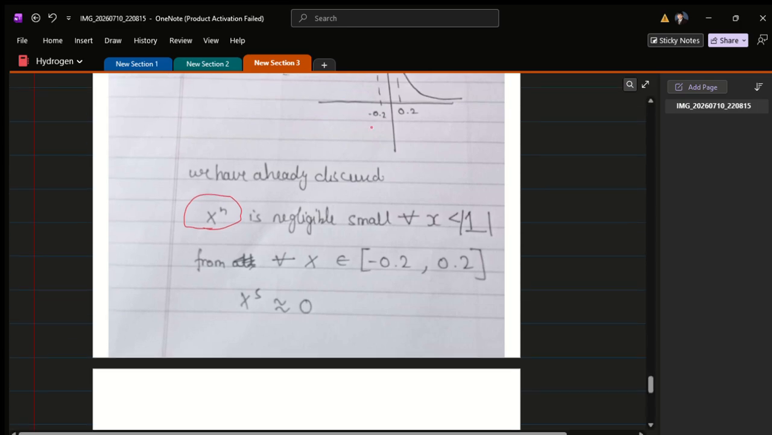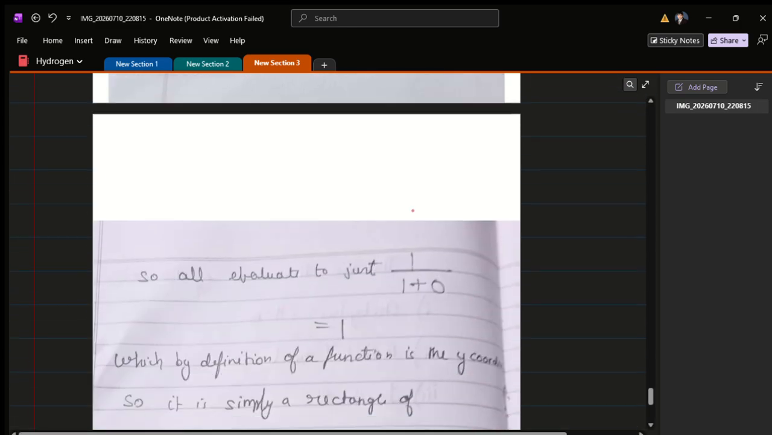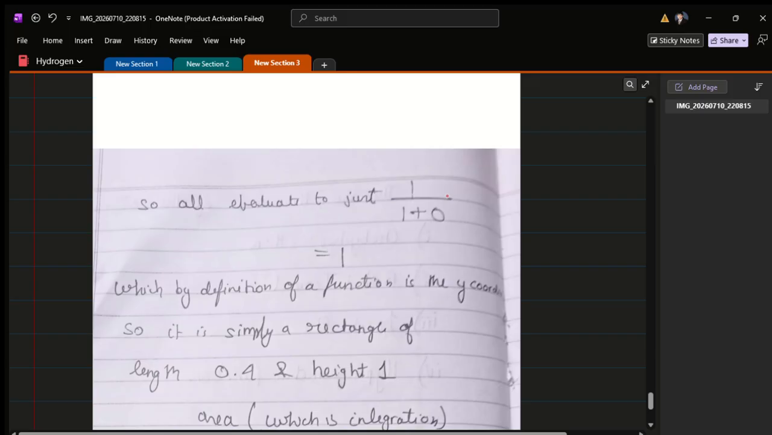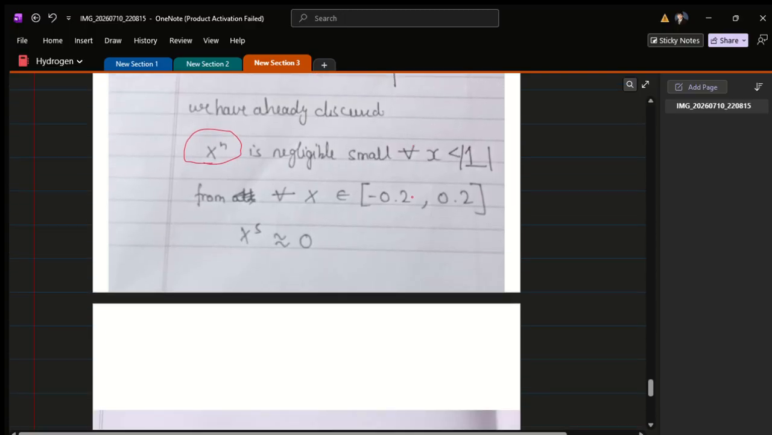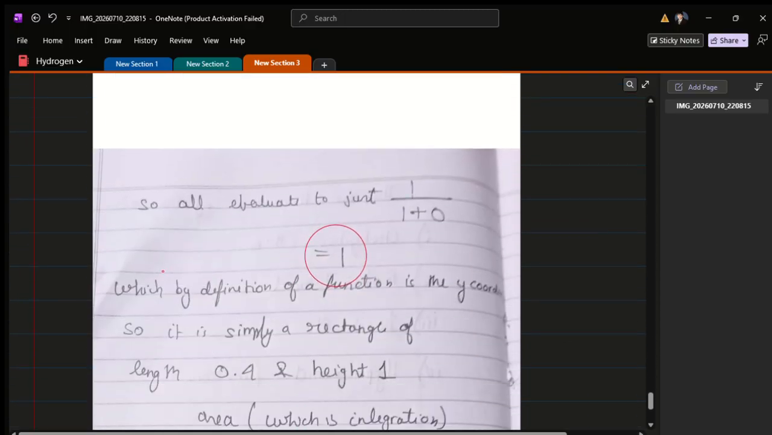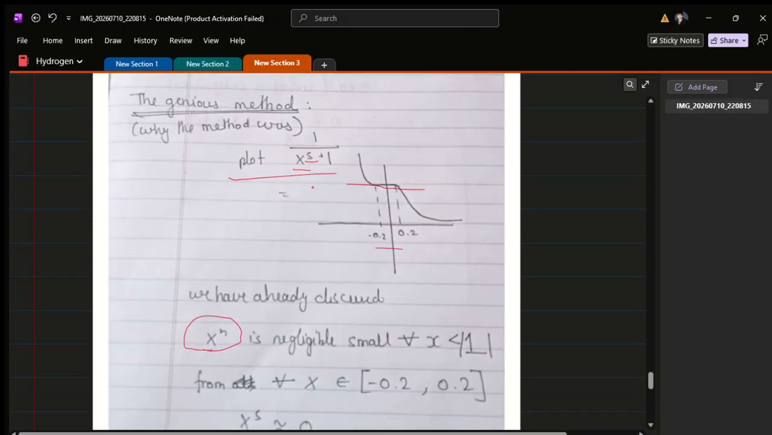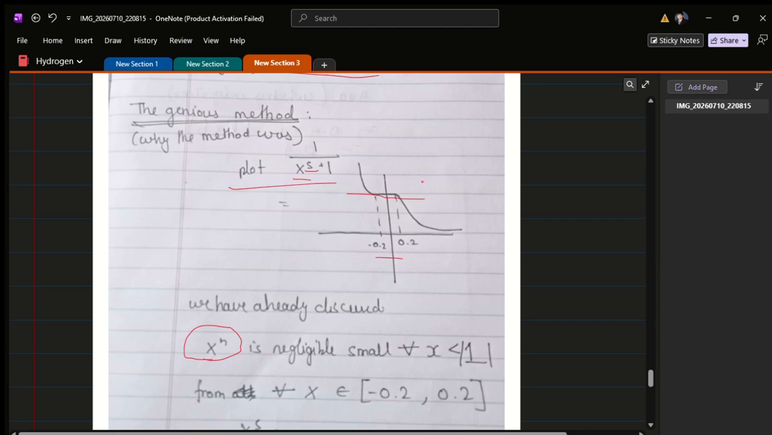So in this range, every value is 0. For every value we can just say it's 1 over 1 plus 0, for x to the power 5. In this entire range it is just 0, so the function just returns 1. So the function is a constant function in this range. But if the function returns 1 always, by the definition of function, the answer returned by the function is just the y coordinate. So the y coordinate is always just 1. This line represents y is equal to 1.